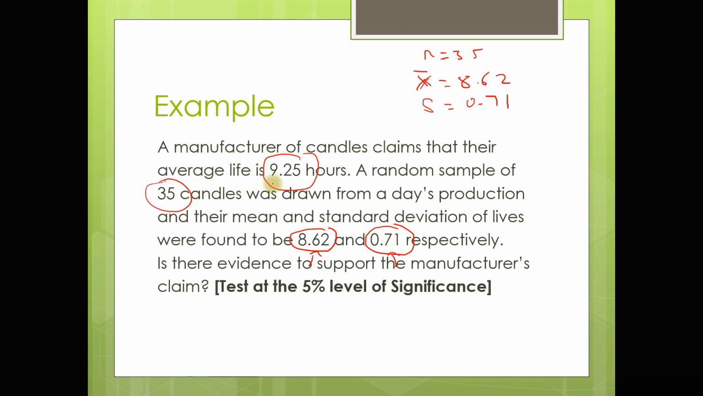And then it asks, is there evidence to support the manufacturer's claim, which says that their average life is 9.25. The manufacturer claimed that the candle lasts 9.25. So this 9.25 is the claim made on a parameter, right? This is something that is unknown. Normally, you don't claim something that you see. This is an observed value. You are not going to make a hypothesis on an observed value. You make a hypothesis on something that is unknown.